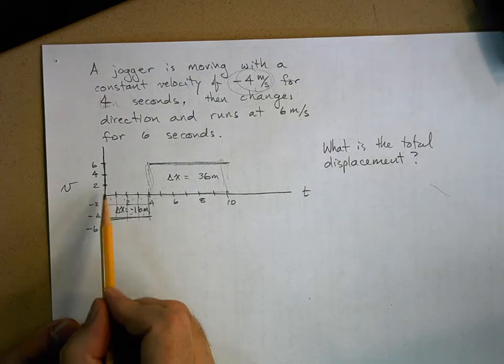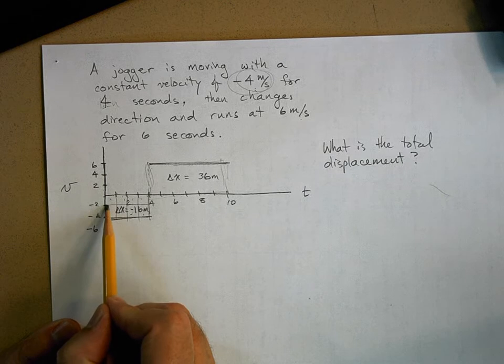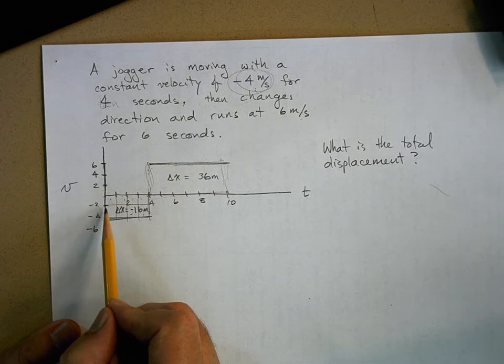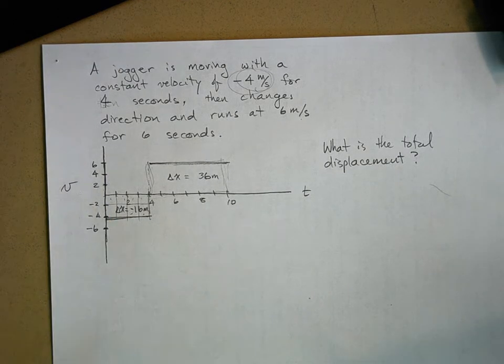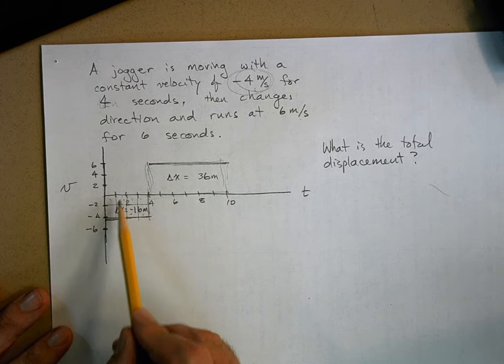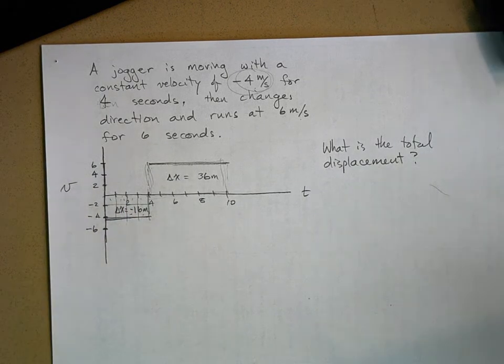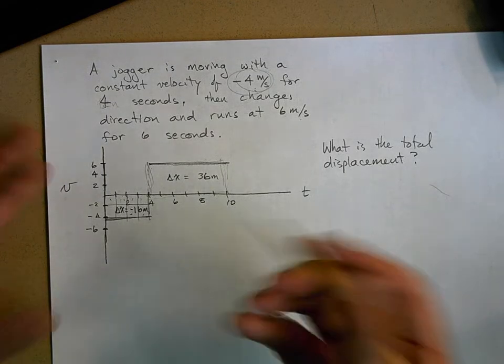Well, what is the height of each square? Yeah, -2 meters per second. So each square is worth 2 meters of displacement, not 1 meter of displacement. In this case, negative. Okay, so what was the total displacement? 20 meters.